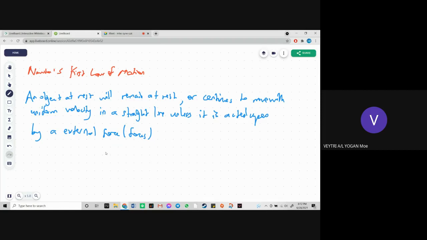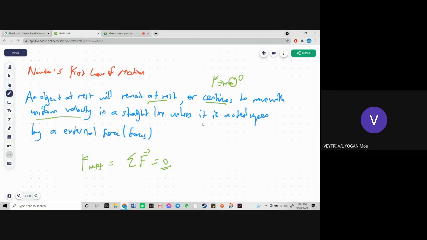force or forces. Okay, so there's a specific formula over here. The formula that we're going to learn for today is net force, or summation, basically total, equals 0. Because they said it will remain at rest or continues to move with uniform velocity. You guys know F equals ma, right? If uniform velocity, what does acceleration become? Zero. That's why it equals 0 over here. Okay, unless it is acted upon by an external force or external forces.